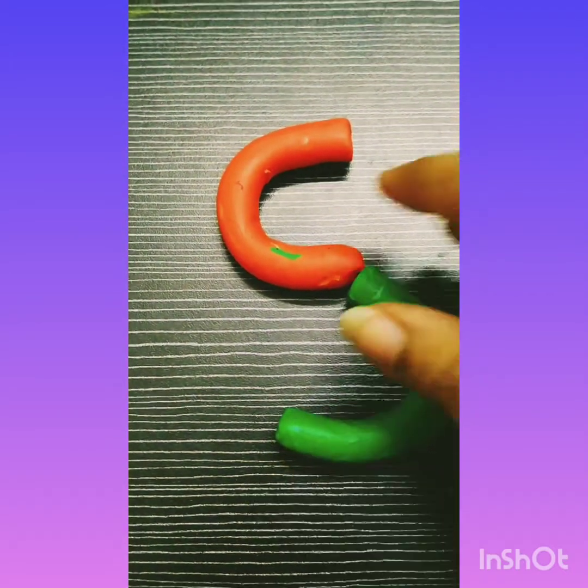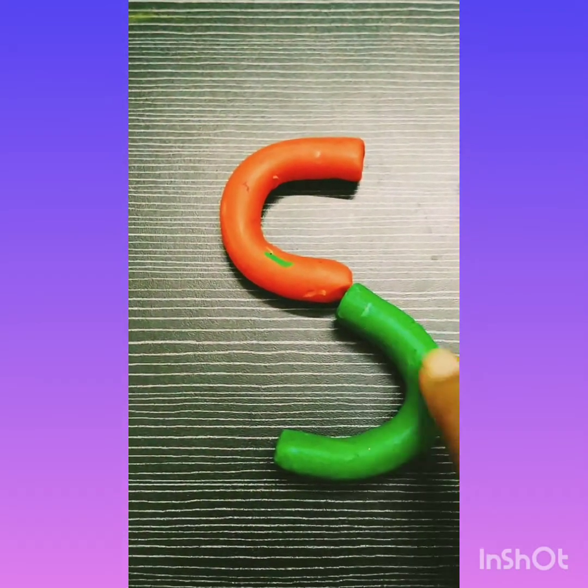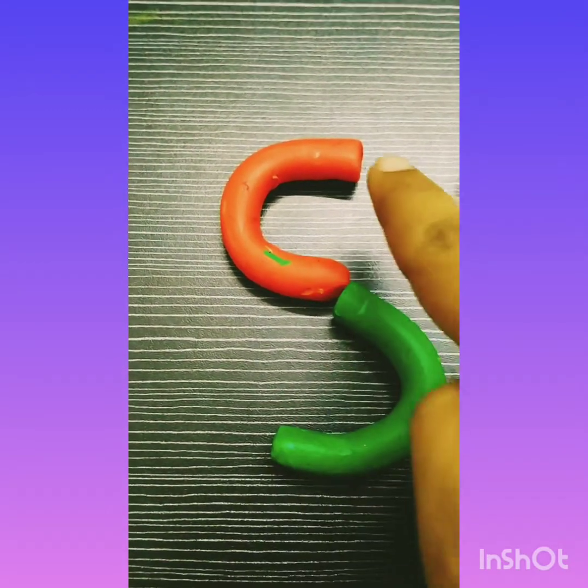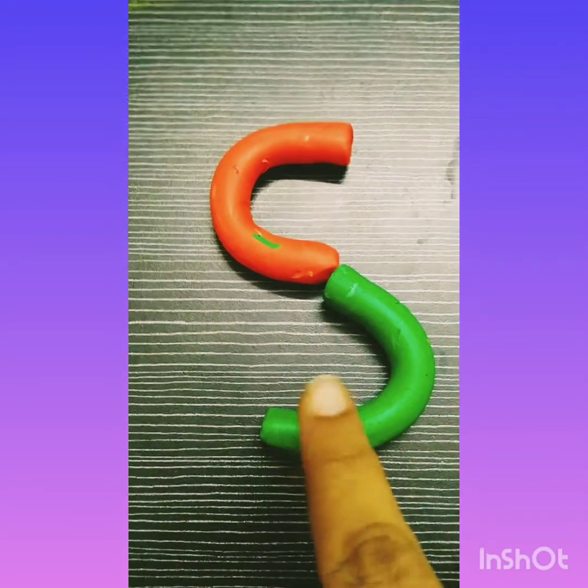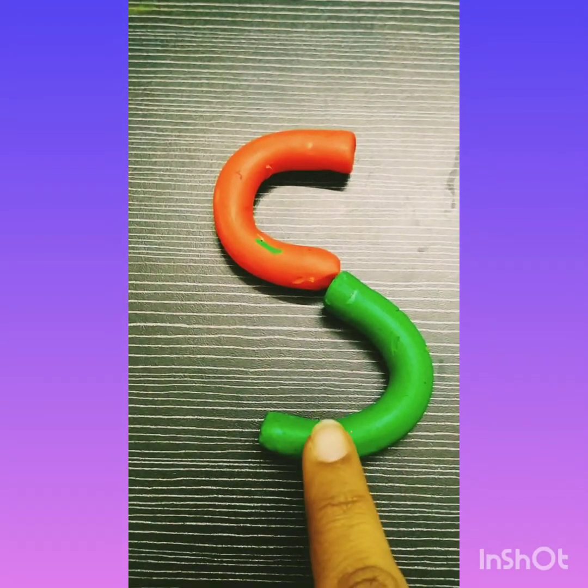Then you have to make right curve. Okay, first you have to make left curve, then you have to make right curve. So this is our letter S.